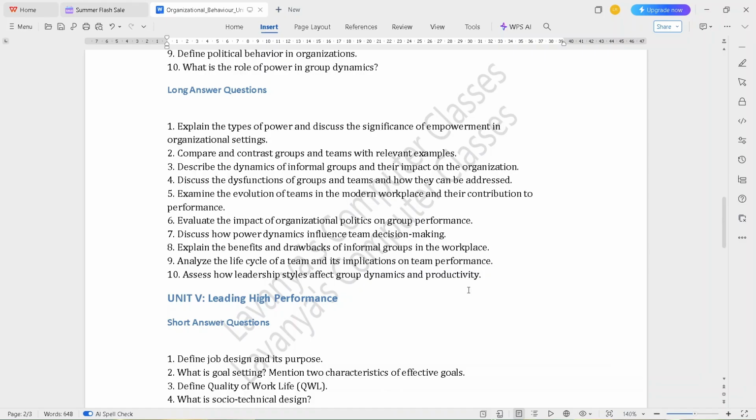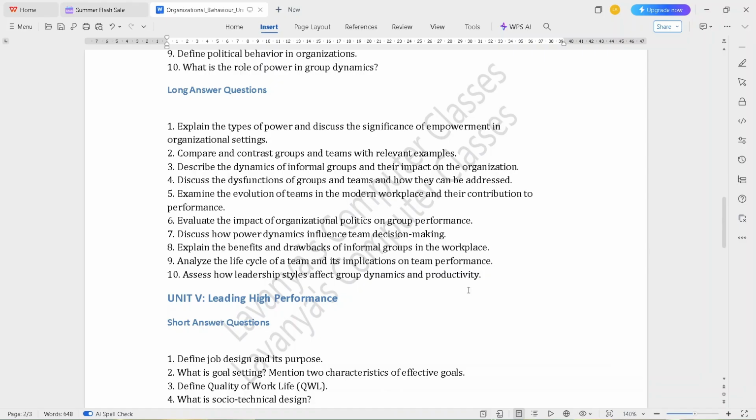Examine the evolution of teams in the modern workplace and their contribution to performance. Evaluate the impact of organizational politics on group performance. Discuss how power dynamics influence team decision making.